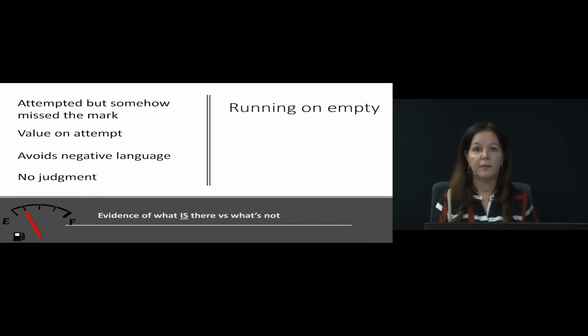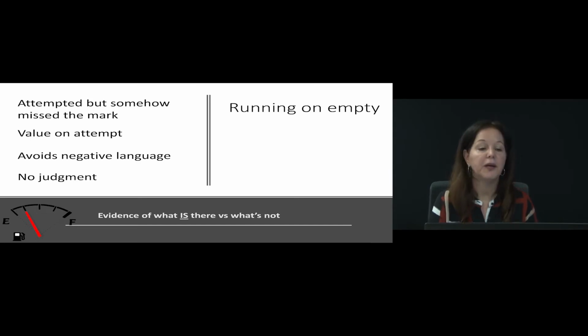So avoid language that sounds like this is it. Alrighty, then. So concentrate on having your students think about the evidence of what is there, how they are getting closer to where the mark is instead of what it's not. You may indicate what's not there, but just be mindful of the language you use for that. Alrighty, any comments on running on empty?